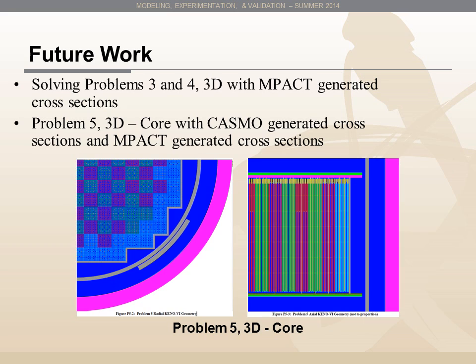The next step in the work would be to do problems 3 and 4 using MPACT generated cross-sections. This would allow us to directly compare MPACT and CASMO cross-sections and assess their accuracies. After that, we would move on to problem 5 3D using MPACT and CASMO generated cross-sections. The published results for this problem were taken from real plant data, so comparing our simulation results to these data would be a significant benchmark.